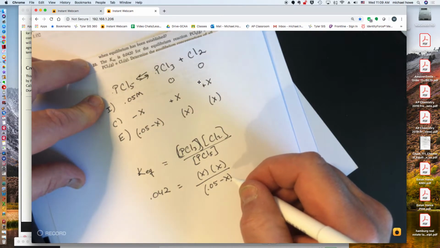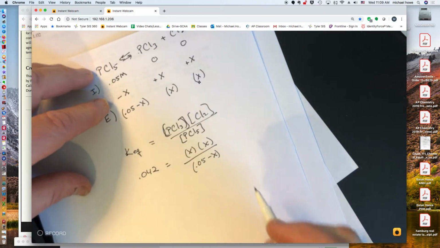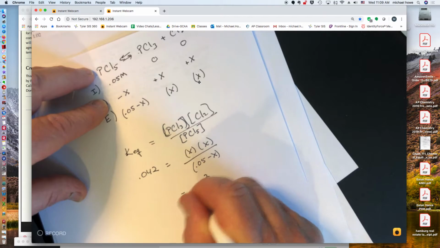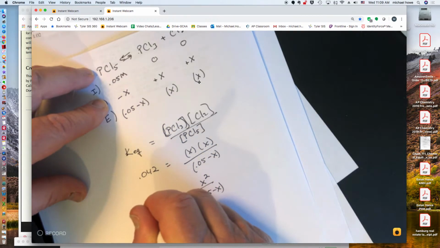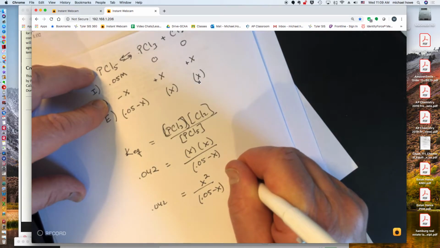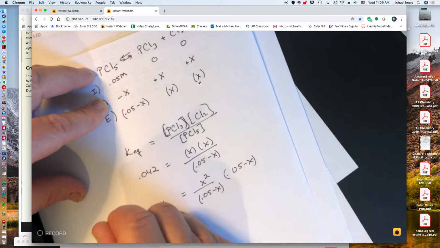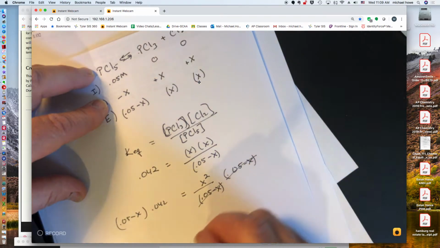All right, so here we go. I'm going to go kind of fast on solving this equation because of the time in the videos. You can always rewind me. So X times X is X squared, with 0.05 minus X on the bottom, equals 0.042. Multiply both sides by 0.05 minus X because you need to cancel the 0.05 minus X on the right side. So boom, boom, out of there.